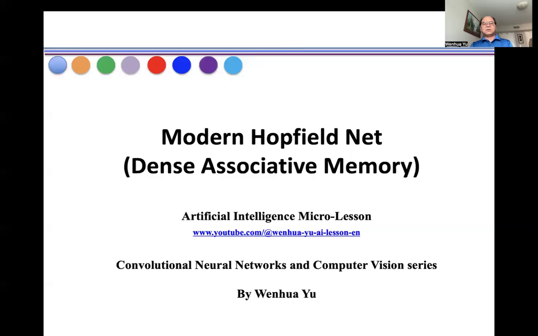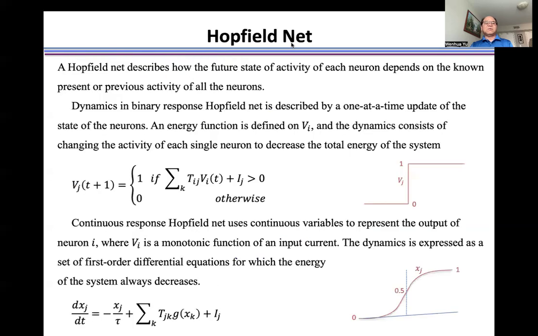In this video, I introduce a modern Hopfield net. A Hopfield net describes how the future state of activity of each neuron depends on the known present or previous activity of all neurons. Dynamics in the binary response Hopfield net is described by a one-at-a-time update of the state of the neurons. An energy function is defined on Vi, and the dynamics consists of changing the activity of each single neuron to decrease the total energy of the system.